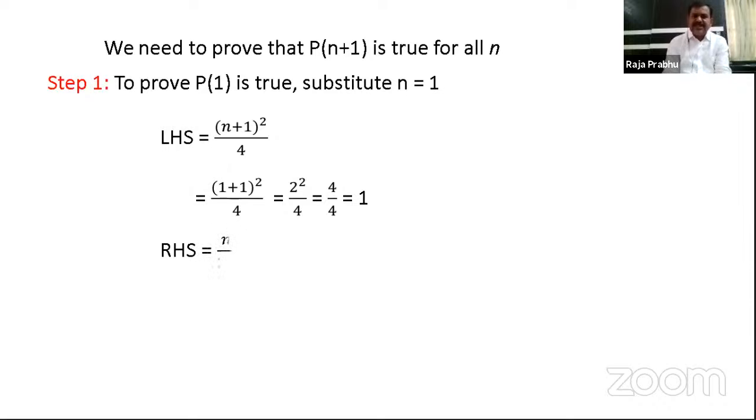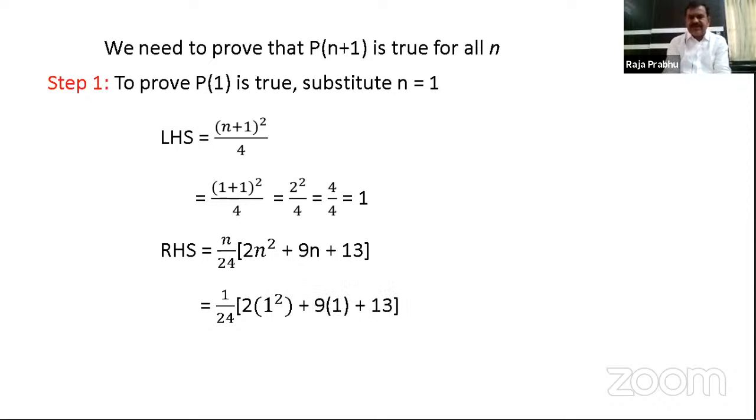And what is RHS? The given part, that is n by 24 into 2n square plus 9n plus 13. Here also, in the place of n, we have to substitute 1 and simplify. That is 1 by 24 into 2 into 1 square plus 9 into 1 plus 13. Very easy simplification. 2 into 1 square is 2, plus 9 into 1 is 9, plus 13, which is equal to 1 by 24 into 2 plus 9 is 11, 11 plus 13 is 24. So 24 by 24 is also 1.